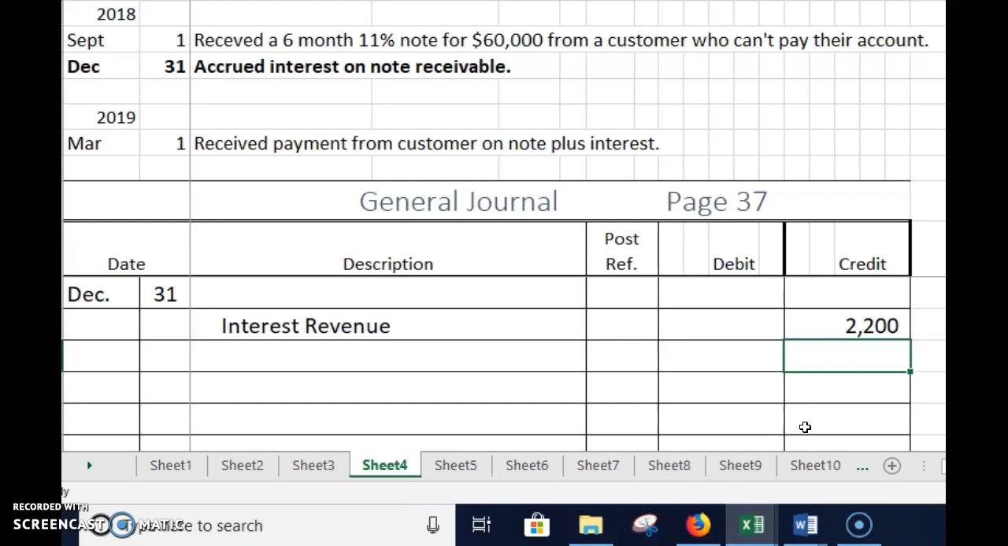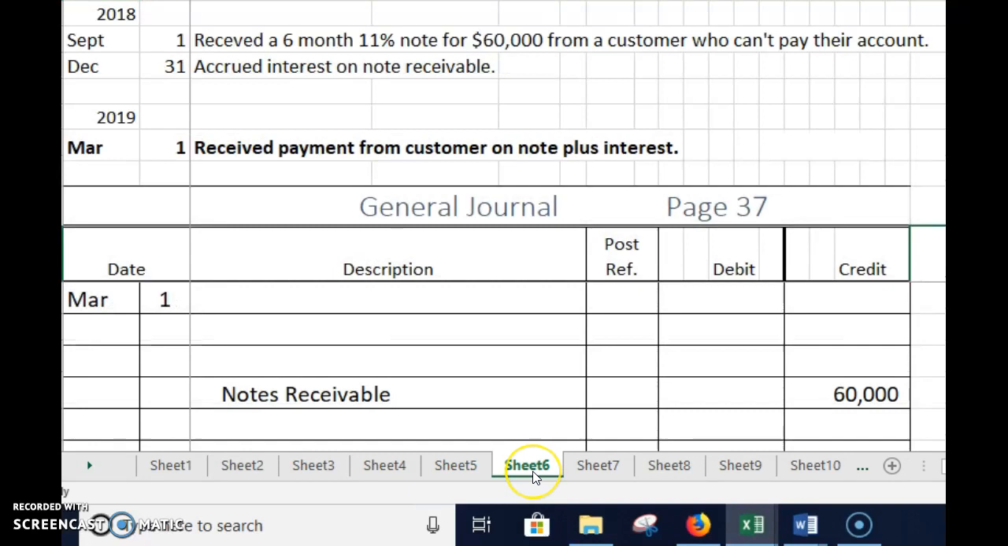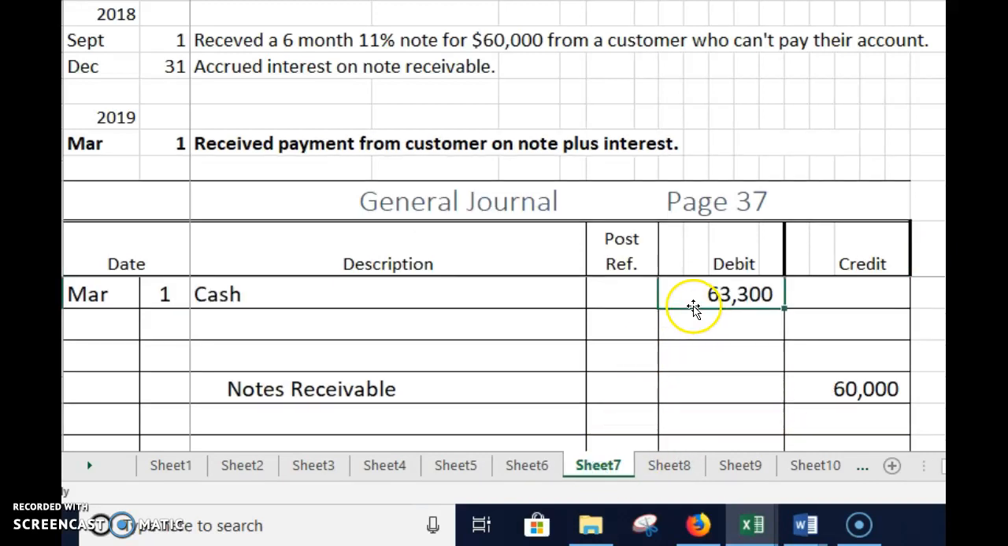Well, we're not going to collect that $2,200 until March of 2019. So as of December 31st, that $2,200 is owed to us. So we're going to debit interest receivable for $2,200 to show that we're owed that interest. Now when we come to March 1st of 2019, we're going to collect on that note, and we're not just going to collect the principal amount of the note, we're also going to collect the interest. So the notes receivable is going to get credited. They're not going to owe us on the note anymore, so note receivable goes down with a credit. We'll zero out that note receivable, and then we will debit cash, and the cash we're going to receive is $63,300. The $60,000 plus the interest revenue that we've earned over the 6 months.